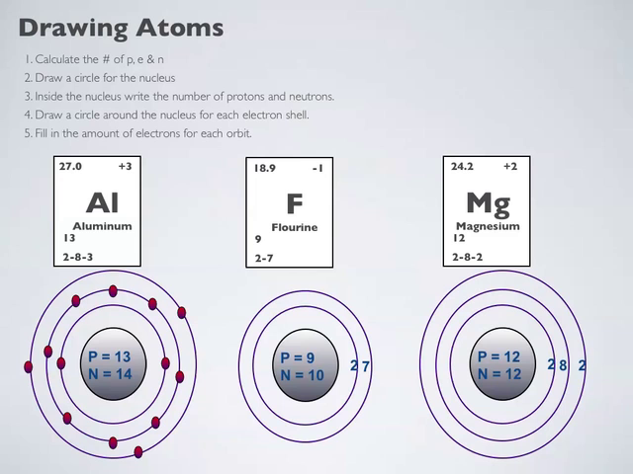Atoms are generally stable when they have a full outer shell. How many could be on the outer shell? It depends on which energy level it is, but generally it's 8. Some of these outer shells are full, so those are stable. Magnesium, not that stable. It has these 2 extra electrons. How might it become stable?